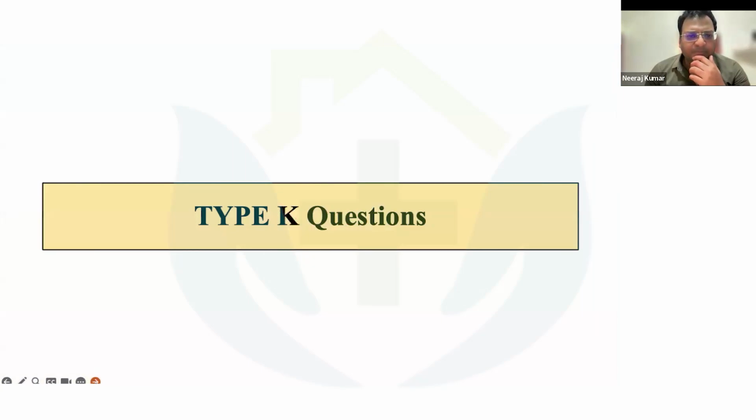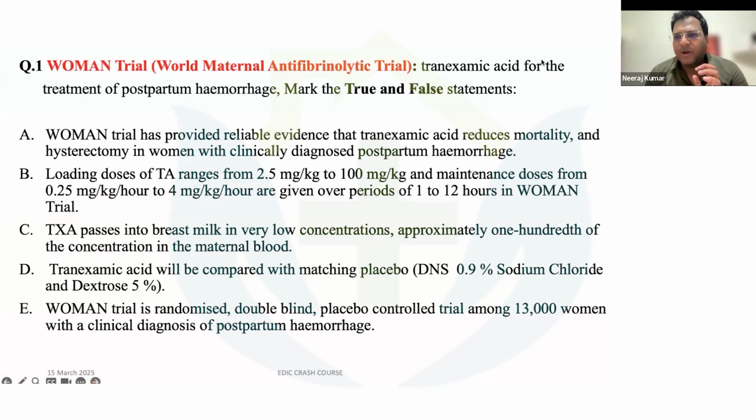Now, the first question I have made is related to the WOMAN trial. The WOMAN trial is the World Maternal Antifibrinolytic Trial. It is a very old trial, from 2011, but there are two studies related to the WOMAN trial: one in 2011, and then in 2018 another modification of that trial. So we want to test the knowledge related to tranexamic acid for the treatment of PPH in the WOMAN trial. So what does this trial talk about?